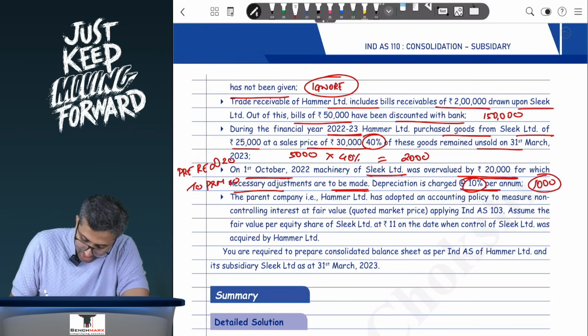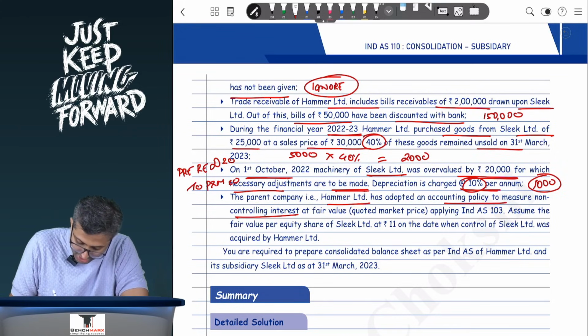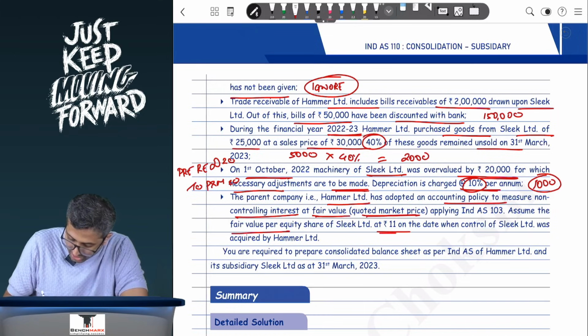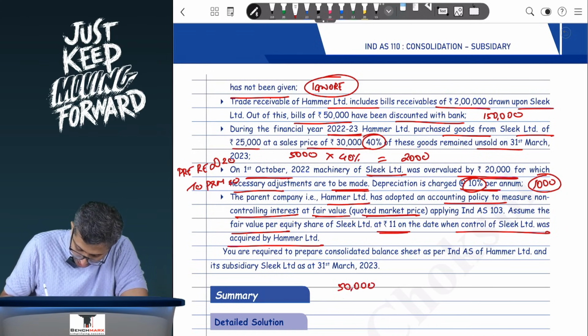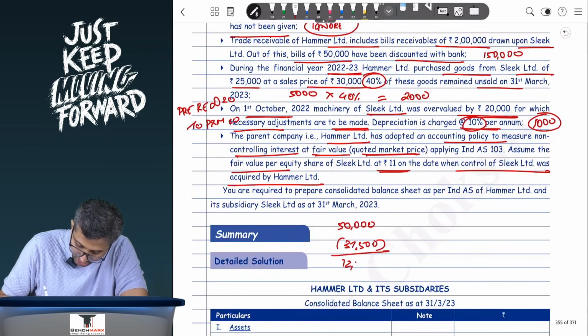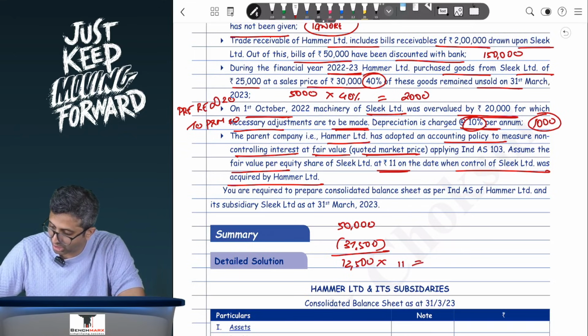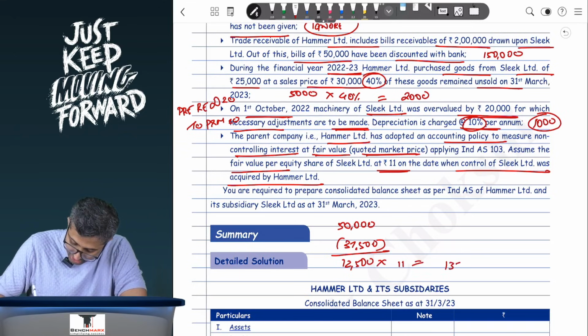The parent company, that is Hammer, has adopted the accounting policy to measure N.C.I. at fair value, that is quoted market price. Assume fair value is 11 rupees on the date when control was acquired by Hammer, which means there were 50,000 shares, out of which 37,500 were held by Hammer, which means there are remaining 12,500 shares. These 12,500 shares were held by N.C.I. 12,500 into 11, that is equal to 1,37,500. This would be your N.C.I.